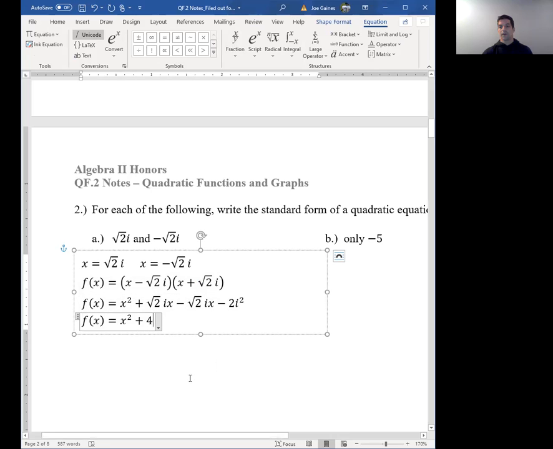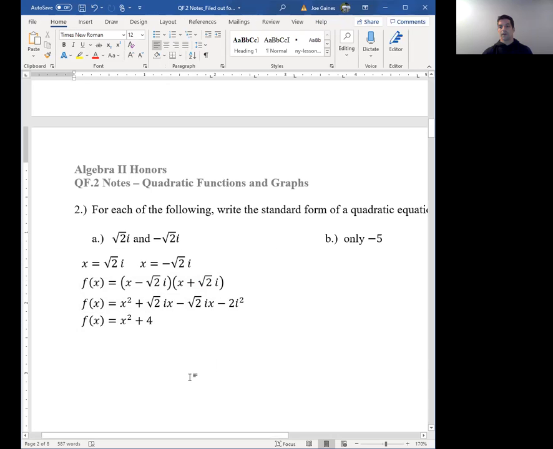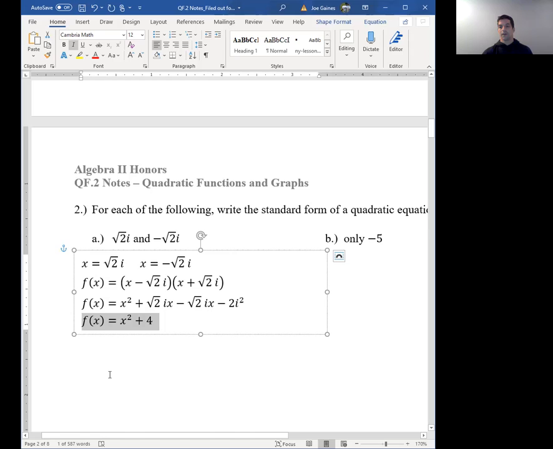So my final solution for this function is f of x equals x squared plus 4. So x squared plus 4 is the equation for that given quadratic. We can use this method to build equations for quadratic functions, given that we know their x-intercepts, their roots, their solutions, their zeros. All different words for the same thing.